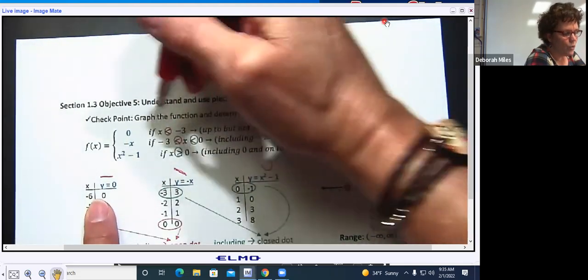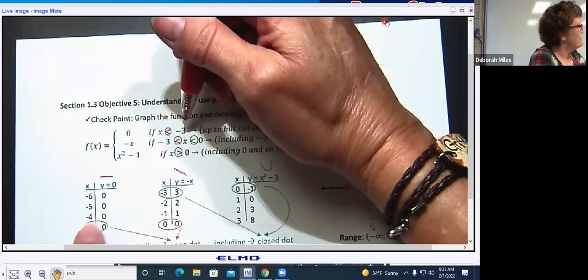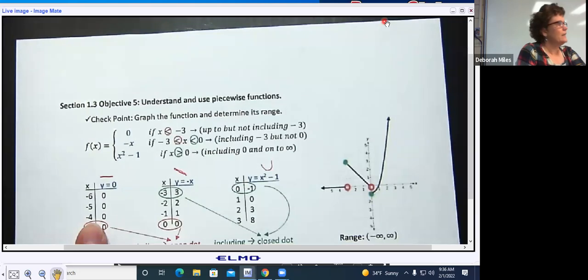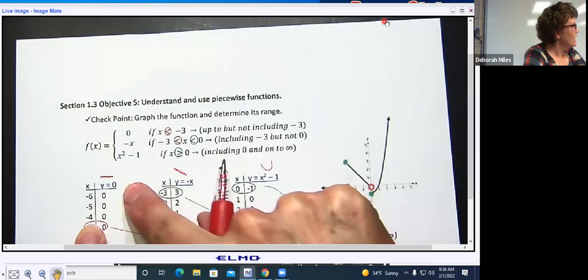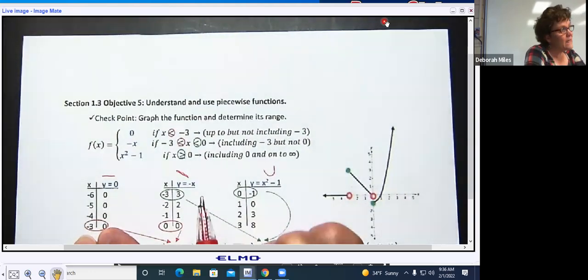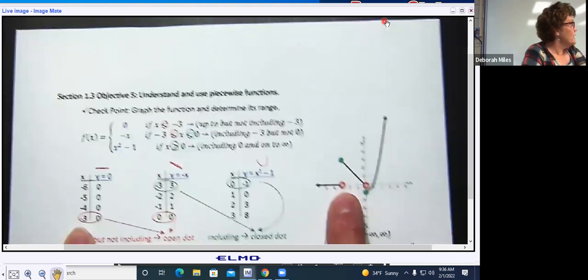y equals 0 if x is less than -3. Some people stop their graph at -4 because they're thinking, well, -4 is the biggest thing less than -3, but it's not. There's infinitely many points in between -4 and -3. They just aren't integers. So this horizontal line has to go all the way up to -3, but not include -3. And the way you show that is with an open dot.